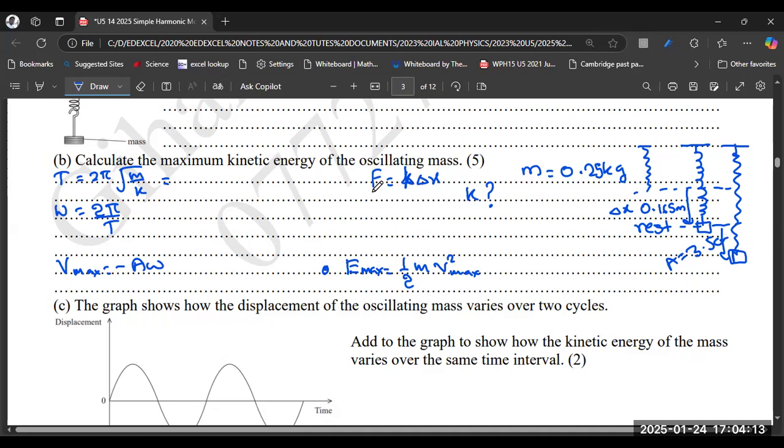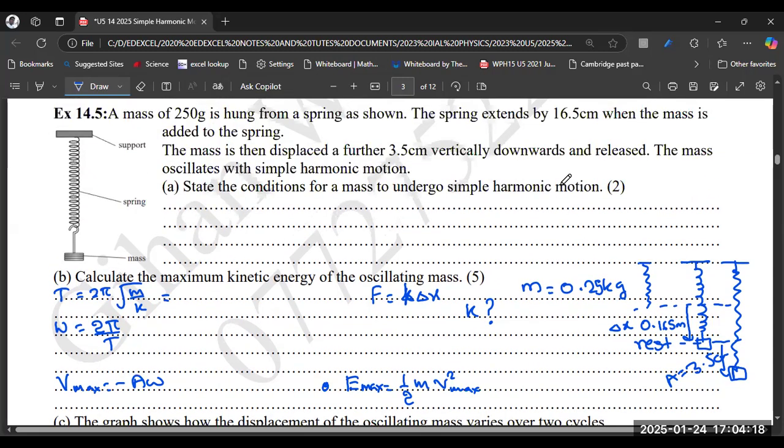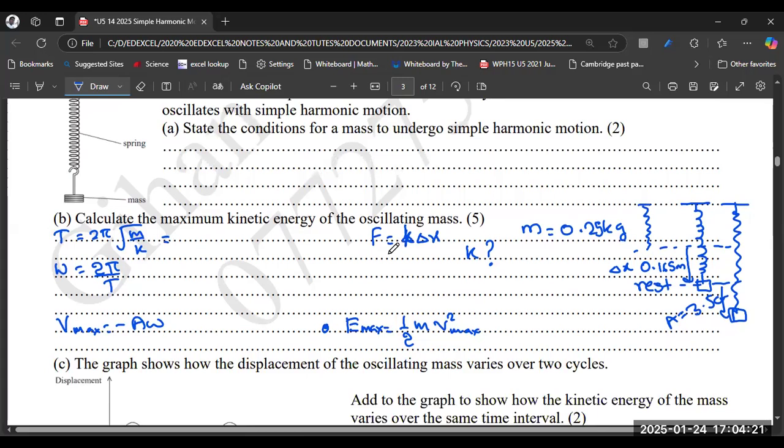Do you know the force? No. You know the mass. So the force, not 3.5, sorry. The mass of 0.25 would make a displacement of 0.165. So the force will be equal to 0.25 times 9.81. Delta x would be equal to, when we hang a mass of 0.25 kilogram, the spring extends by 0.165 meters.